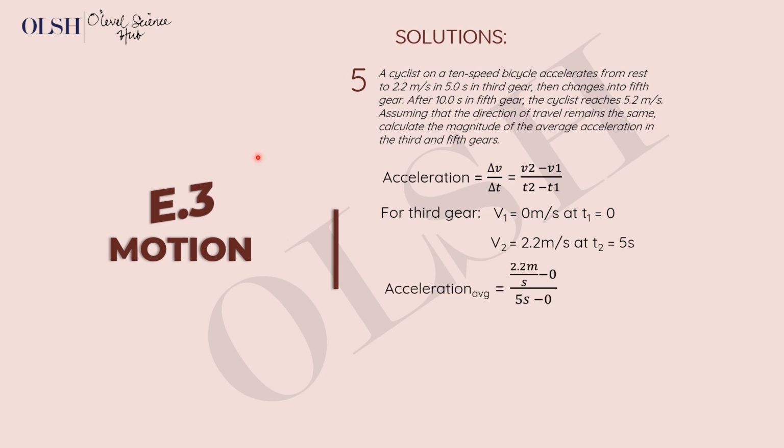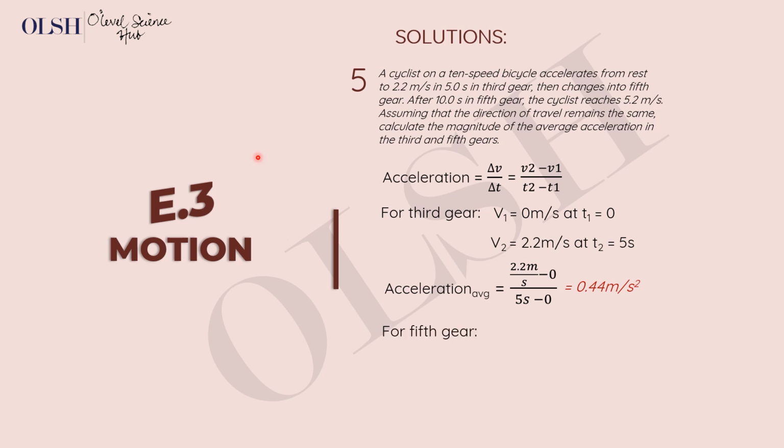So when we bring this into the equation, we have a change in velocity to be 2.2 meters per second minus 0 divided by change in time, which is 5 seconds minus 0. So if we solve that, we're going to have 0.44 meters per second squared as our acceleration.